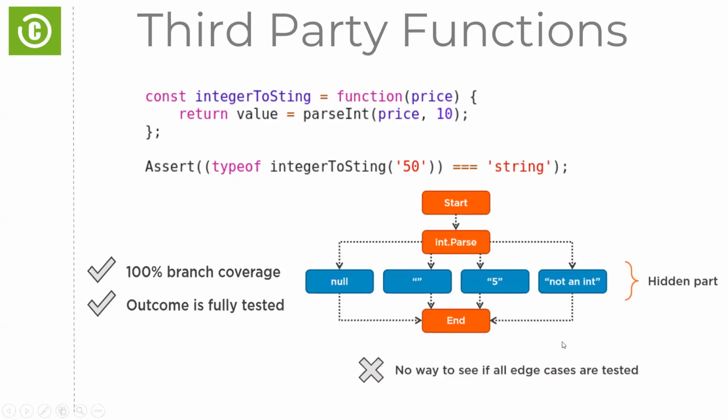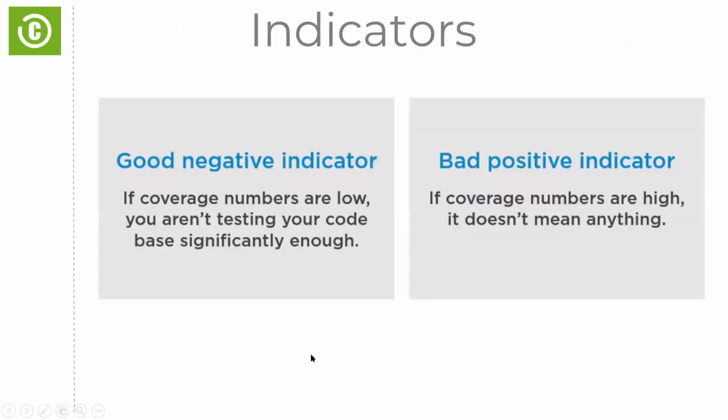In the snippet you can see we are parsing a string value to an integer, and we are checking with an assert. In this case, we can see the branch coverage is 100%, and the outcomes are fully tested. But I can see no way to know if all the edge cases are tested in this or not. So while unit testing, we have to go through these edge case scenarios. In the next slide, I'll try to summarize.